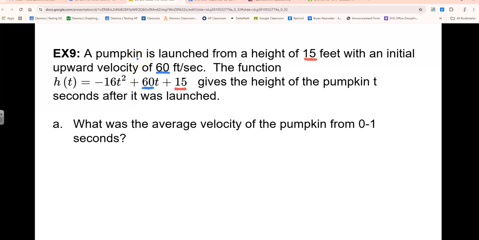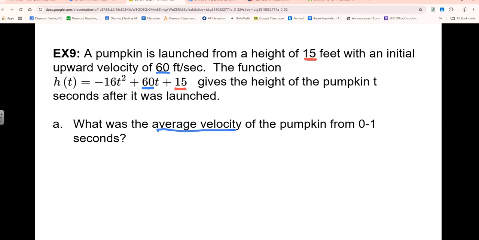So A says, what was the average velocity of the pumpkin from 0 to 1 seconds? Now, first of all, we know what to do for average rate of change, right? Average rate of change, what should we do for that? y2 minus y1 over x2 minus x1, the slope formula, right?